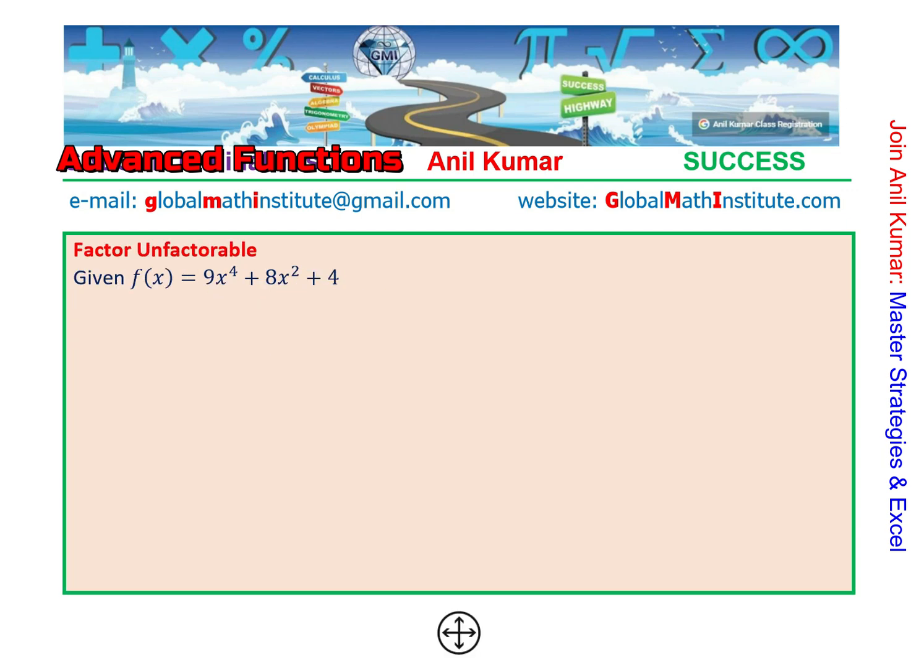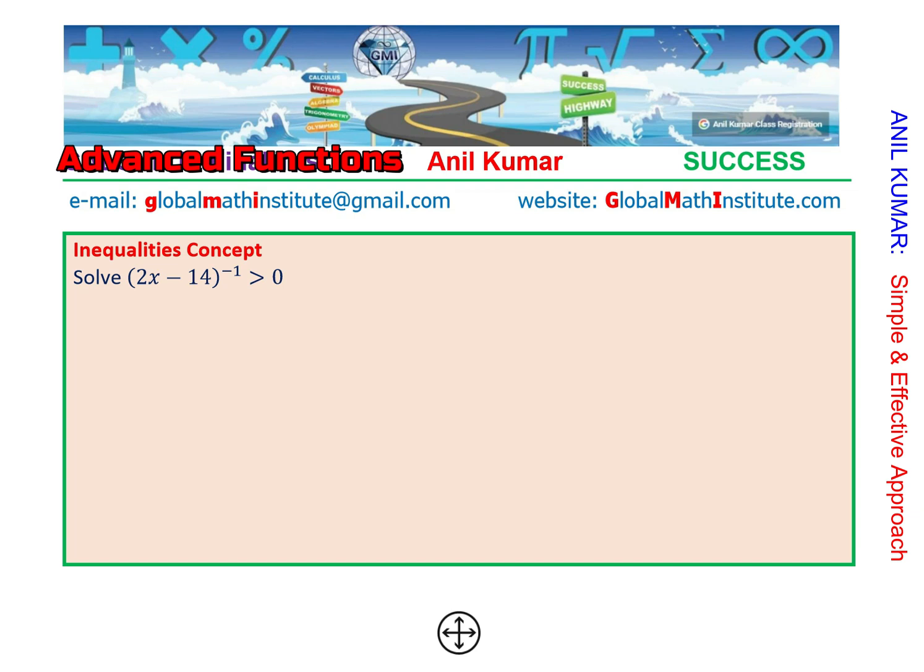Let's move on to the third question here, which is related to factoring. Now, most of you know basic factoring skills, applying product and sum. Using that method, you cannot factor the trinomial given here, and therefore, our title is Factor Unfactorable. So you need to factor f of x equals 9x to the power of 4 plus 8x squared plus 4.